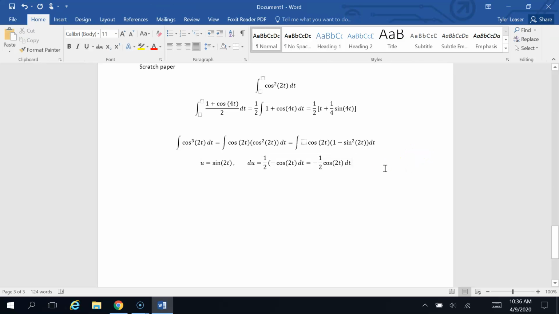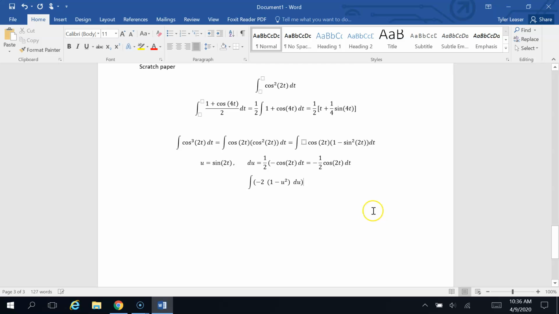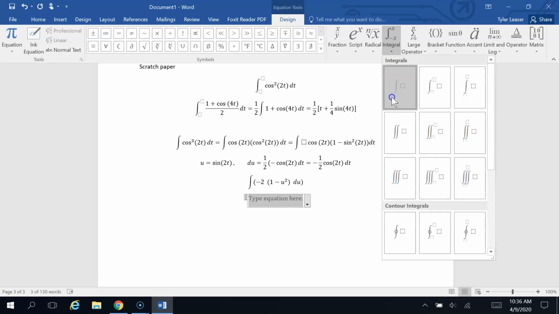Okay, so you would have to multiply the negative 2 over to the du side, and then you can substitute it in. So substituting in my u and my du, this cosine 2t dt would substitute out to be just negative 2 du. And then we'd still have this 1 minus sine squared thing. I'm going to have to put it in here. So 1 minus sine squared, that would be 1 minus u squared. I guess I don't need those parentheses on the outside. I'll leave them there, though. I don't feel like fixing that.